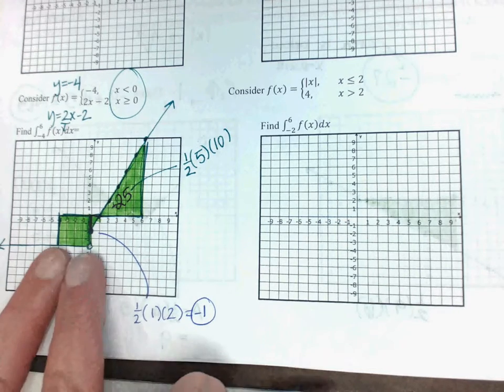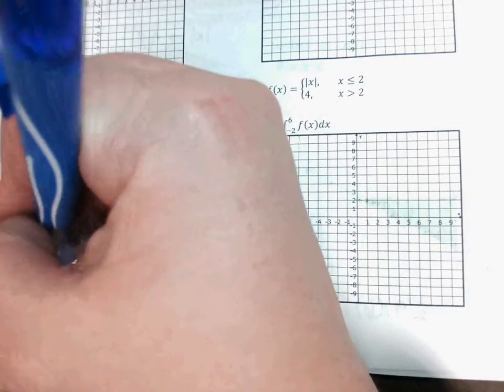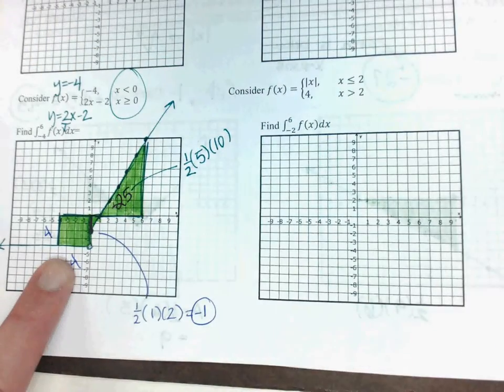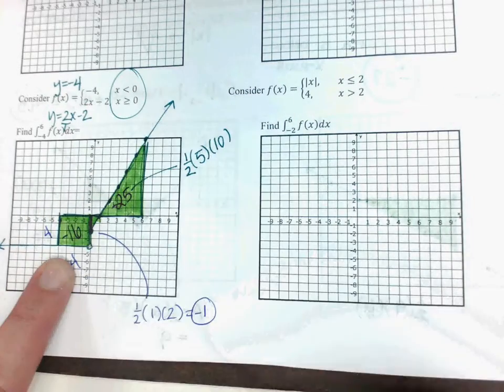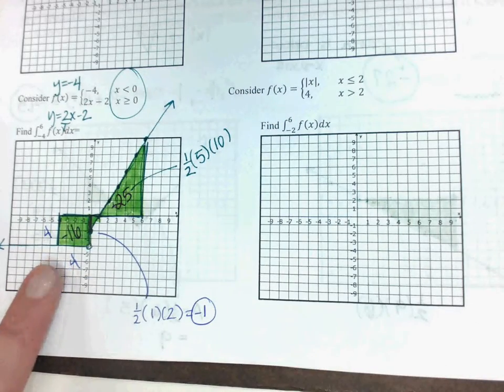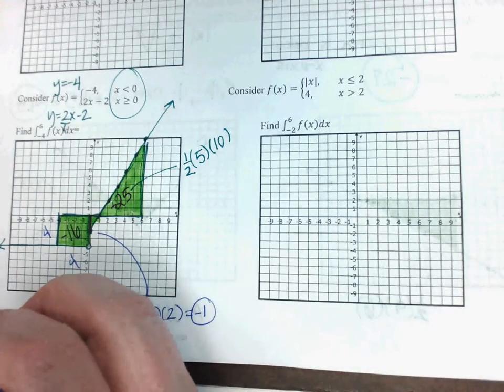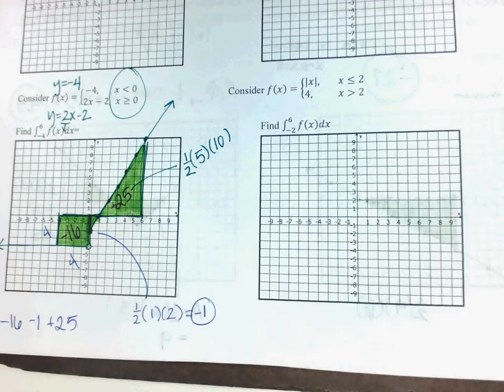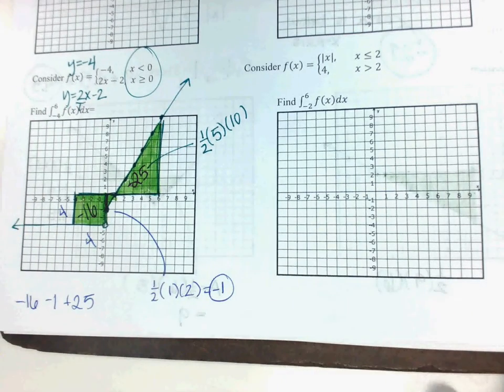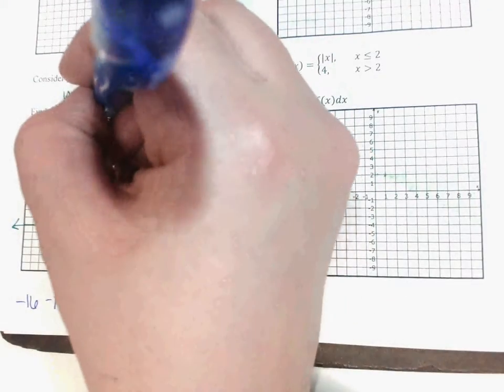Okay, then last little triangle or rectangle, whatever it is, 4 by 4. Multiply it out. What's that? 16. Positive or negative? Negative. Because it's below. So my sum would be -16 minus 1 more and then plus 25. Negative 16 minus 1 more is negative 17, plus 25 would be 8.